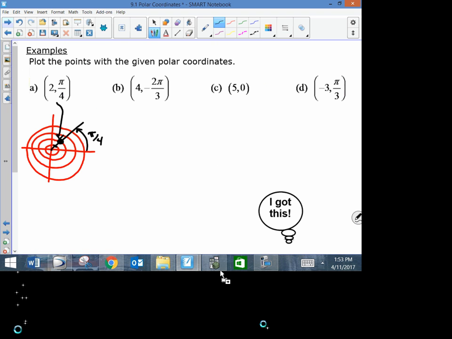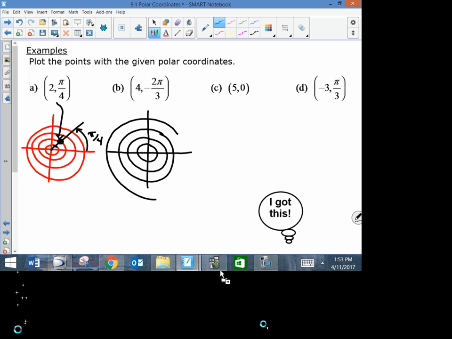Does that make sense? All right, so I'm just going to draw them on here since I got to go out to 4. So here's 1, here's 2, here's 3, here's 4. Okay. So I have a positive r of 4, and I have a negative 2 pi over 3. So negative 2 pi over 3 means I'm just going to go this direction. Where am I going to land? In what quadrant? Third? Okay. So that would be about right here.